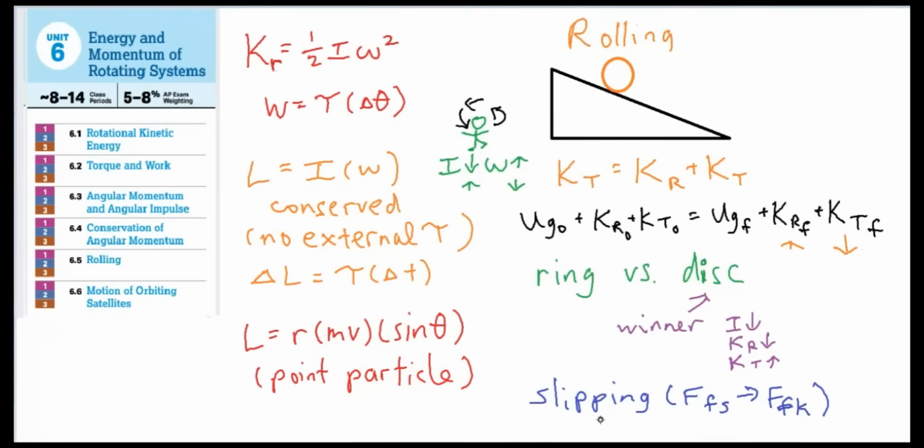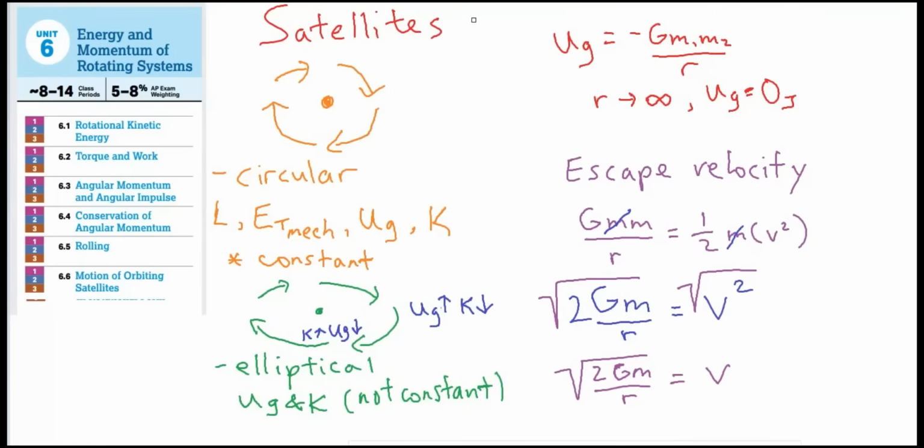If it is slipping, those cases are when the static friction is changed to kinetic. And then it begins to slide because the static friction isn't catching it and causing it to roll over. Next, we have satellites that are in circular and elliptical orbits.